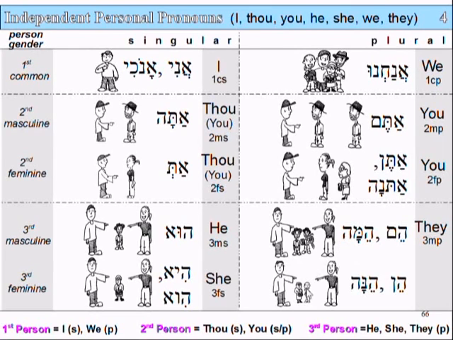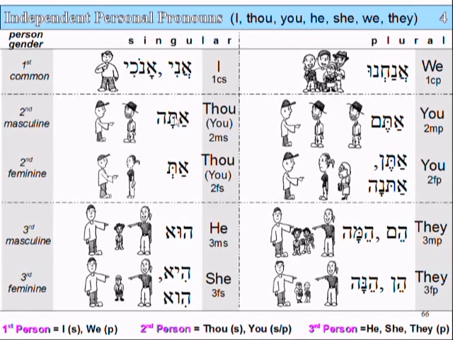Now, if I want to speak about a group of women, I use the word hen or henna. So that's just the word for they in Hebrew. Hen or henna, they. That's called the third person feminine plural. So there you have it. These are the words that you need to learn.